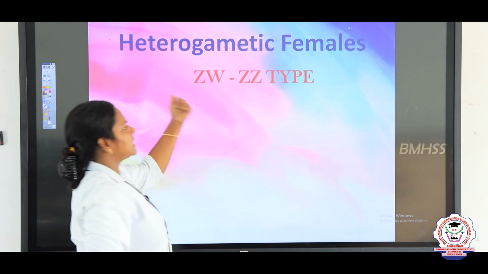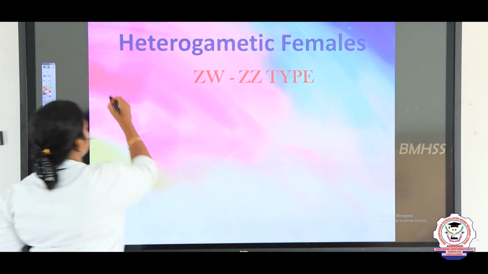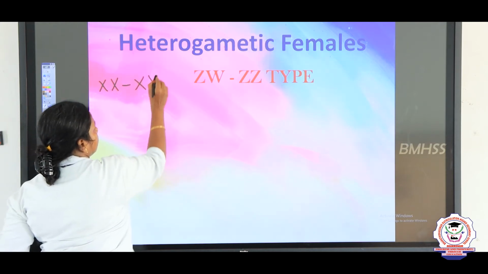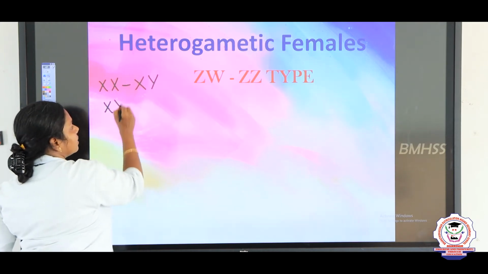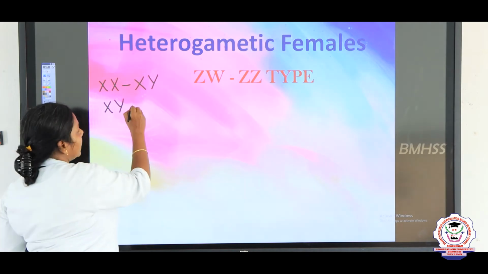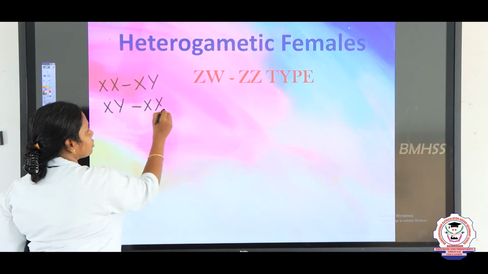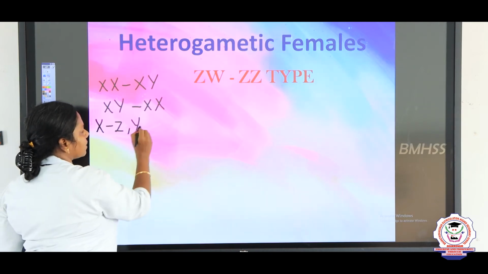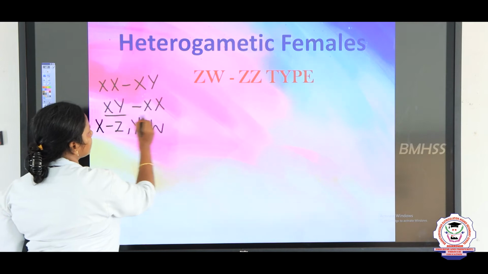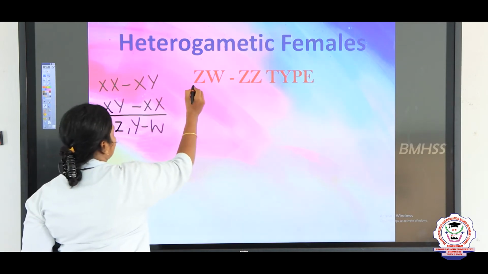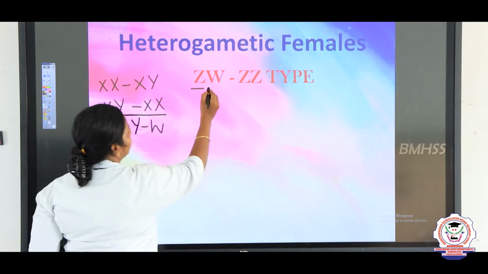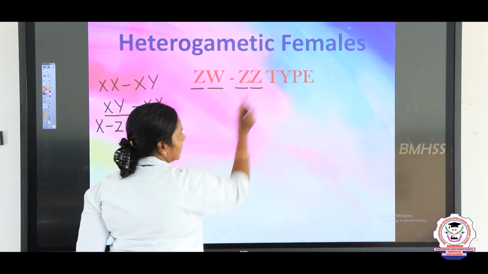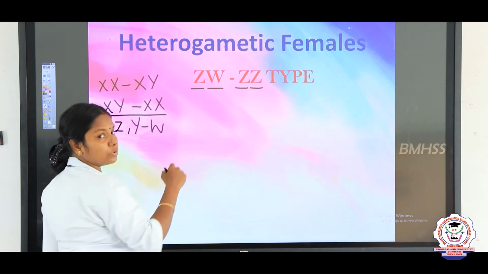Next we are going to see ZW, ZZ. Same, children: in male we study XX, XY, right? And in the female, heterogametic means XY, XX. To avoid confusion, instead of X we are replacing Z, and instead of Y we are replacing W. So now replace this, children: instead of X, Z; instead of Y, W; and instead of XX we are introducing Z and Z. So ZW, ZZ.